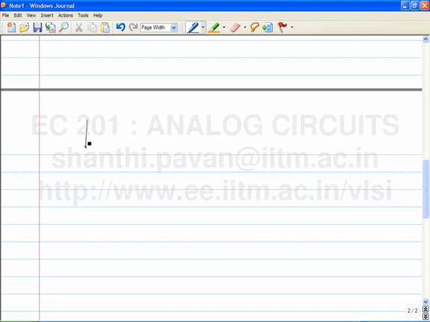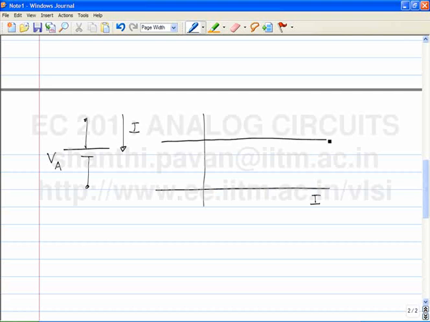The first thing is a voltage source. What are the characteristics of a voltage source? If I plot I versus the voltage across the voltage source, what will I get? I will get a straight line, this value being equal to VA. So is this a linear network element or a nonlinear network element?